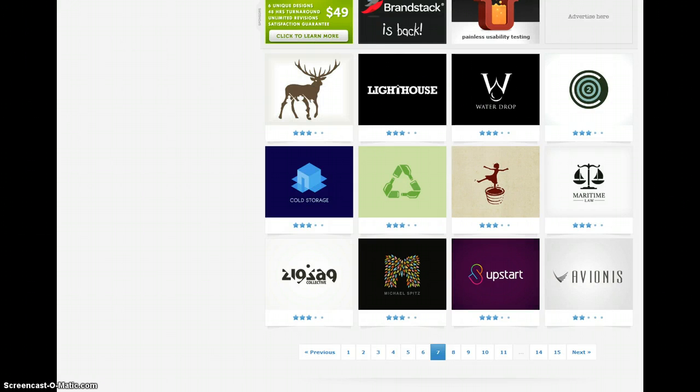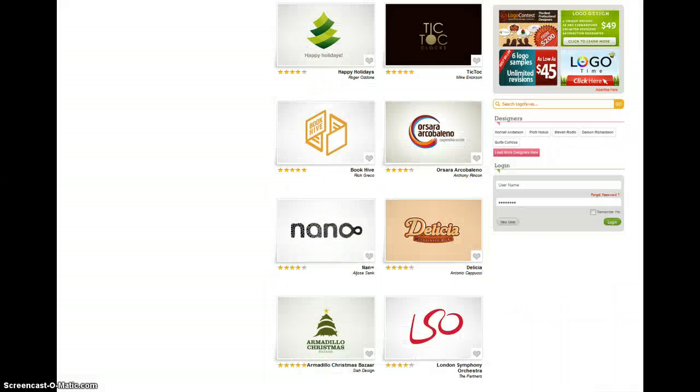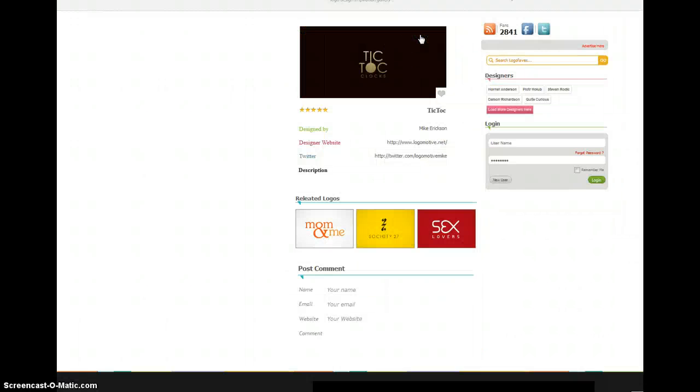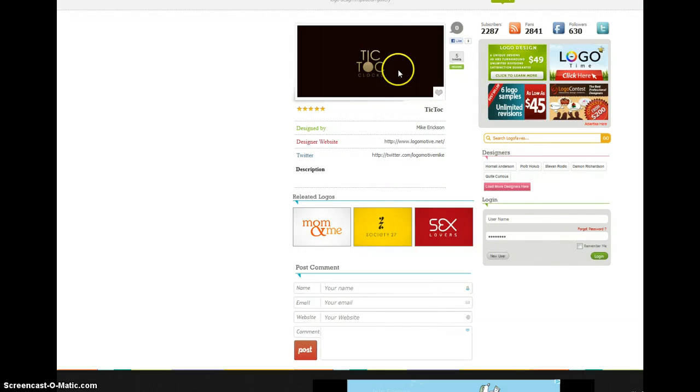Next, looked at Logo Faves. One of the first ones that I saw that I really liked was this one here, Tick-Tock Clocks. The pendulum creates the O in the talk and the line of the tick up above. Very creative. Anyone looking at it would know that the company probably sells grandfather clocks.